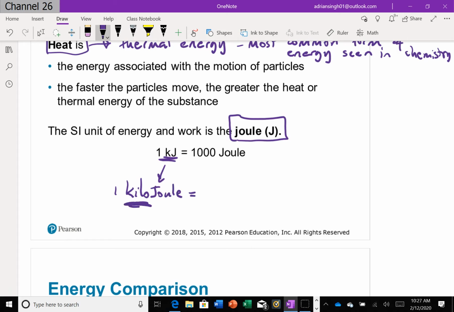And a kilo of anything, according to your metric relationship, always means 1,000 of that thing, right? So a kilojoule would be 1,000 joules. And that is an equality. If you wanted to, you can use it as a conversion factor. Or you can flip it to get the other conversion factor.